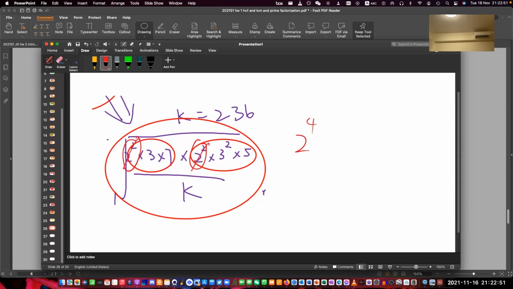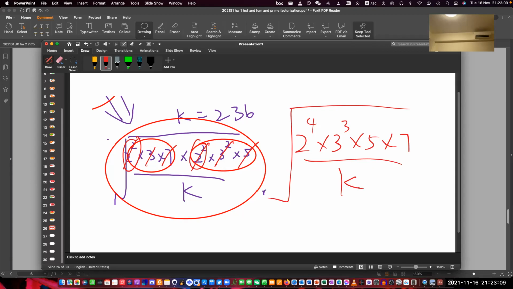So 2, 2 gone. You have one 3 here and two 3s here. So you combine, you have three 3s. Gone. You have one 5, and then you have one 7. Good. That's your second step.